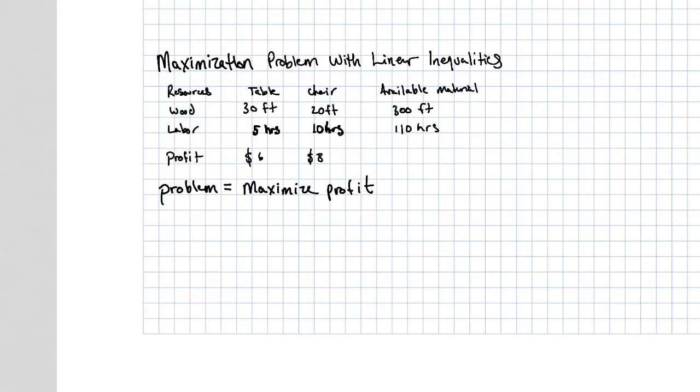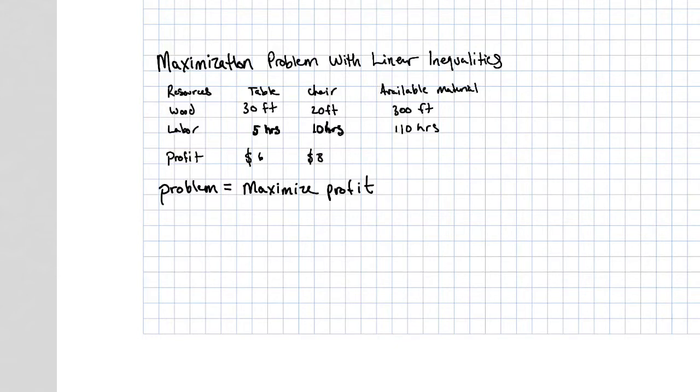Good day. I'd like to show you guys a little bit of maximization problem using linear inequalities. Here I have a problem set up that is basically, let's say, a workshop that makes two products. They make chairs and they make tables. And we use two resources. We have wood as one of our resources and labor as our other resource.